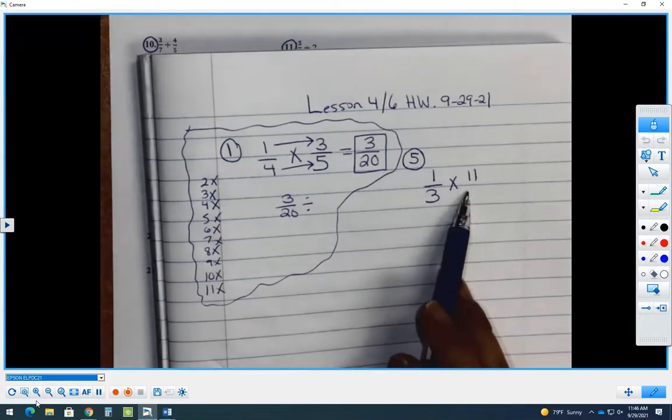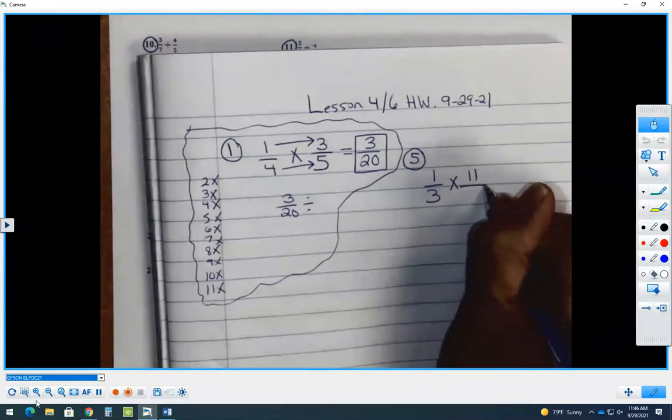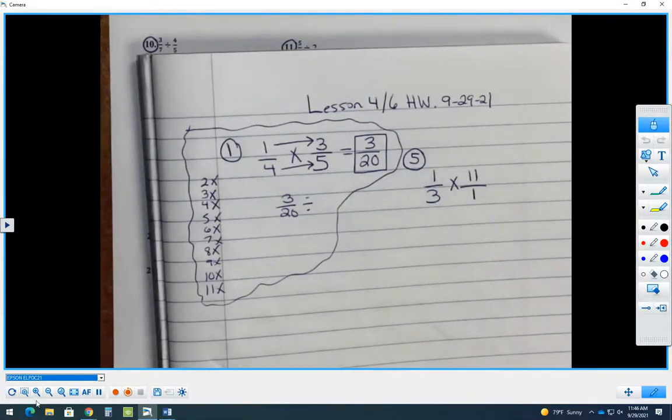If you have a whole number and you want to make it into fraction form, all you do is put a 1 on the bottom. That's it. Let me explain why. If I have a whole number and I want to make it into a rational number, you just put a 1 on the bottom. Why can I do that? Because what's 11 divided by 1? 11. So by putting a 1 on the bottom, did you change the value?